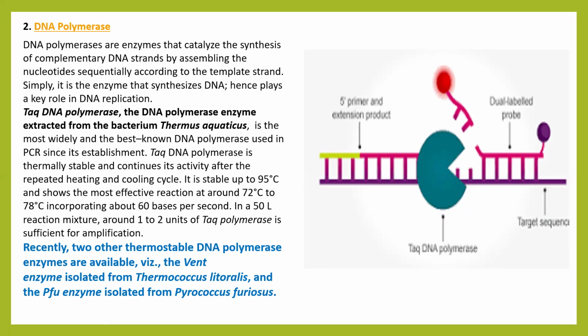Taq DNA polymerase is thermally stable and continues its activity after repeated heating and cooling cycles. It will not be destroyed. It is stable up to 95 degrees Celsius and shows the most effective reaction at around 72 to 78 degrees Celsius, incorporating about 60 bases per second. In a 50 microliter reaction mixture, around 1 to 2 units of Taq polymerase is sufficient for amplification.